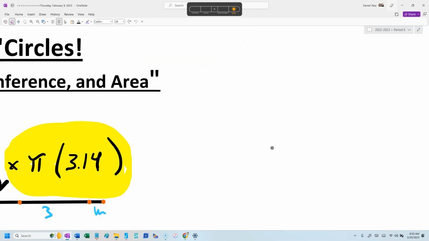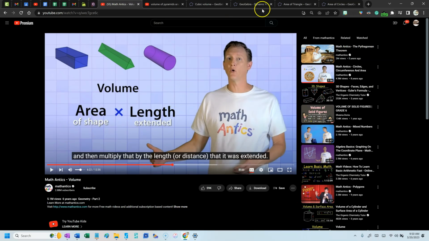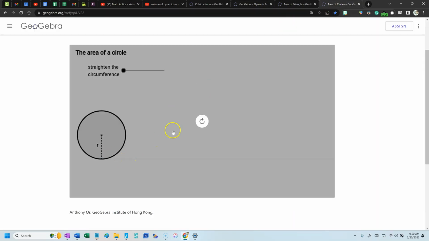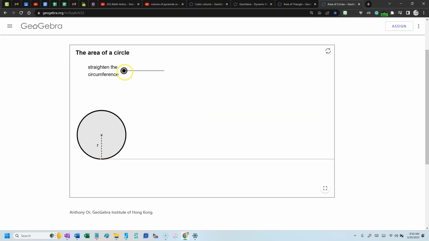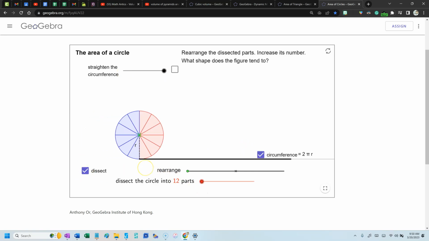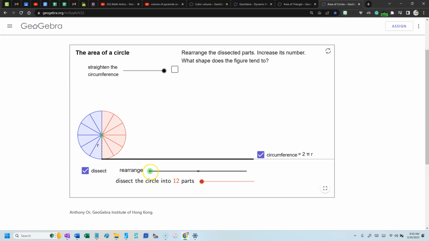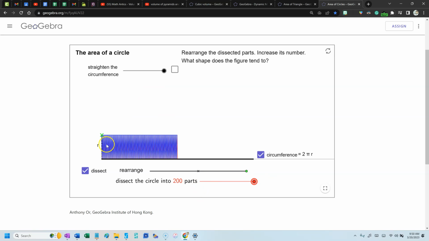Area. And if we look here, we can see the area of a circle. Why is it radius times pi? Because this is 2 times radius. Then we take half of that, 2 times radius, makes 1 radius. So the area of this rectangle is radius times radius times pi.